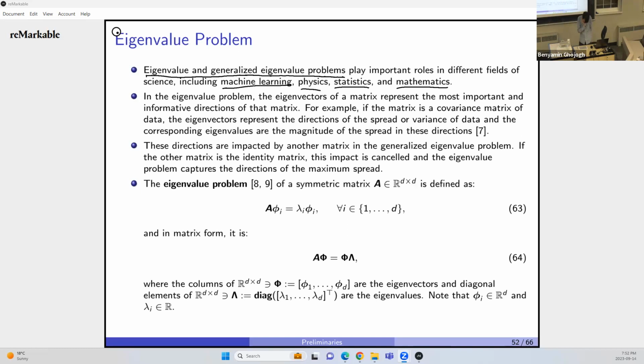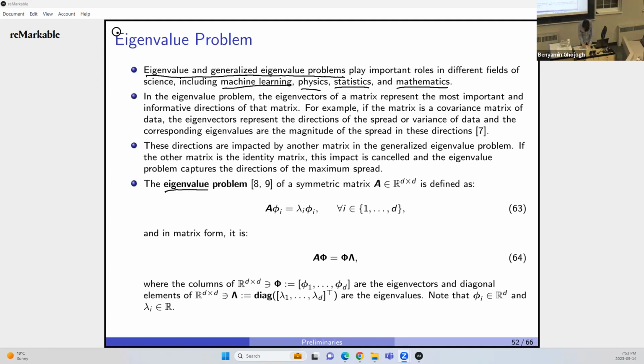An example is, let's consider the eigenvectors and eigenvalues of a covariance matrix. In a covariance matrix, what is information? Variance, right? So the eigenvectors of the covariance matrix show you in which directions the data has the most spread or variance in this space. And the eigenvalues tell you how much variance the data has in that direction. Okay, that's an example.